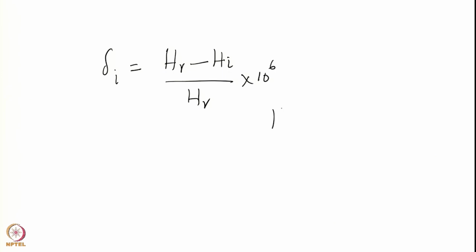Now what is HR? HR is for a reference, you choose a particular reference. HI is your nuclei of interest. With respect to this reference, how much is the deviation between these two, divided by HR, which is the reference field, and this delta I is called the chemical shift. Now you see the field dependence is gone. It will depend upon the screening constant of the reference, that we can use as a constant, it is a kind of referencing system. Therefore that does not matter.